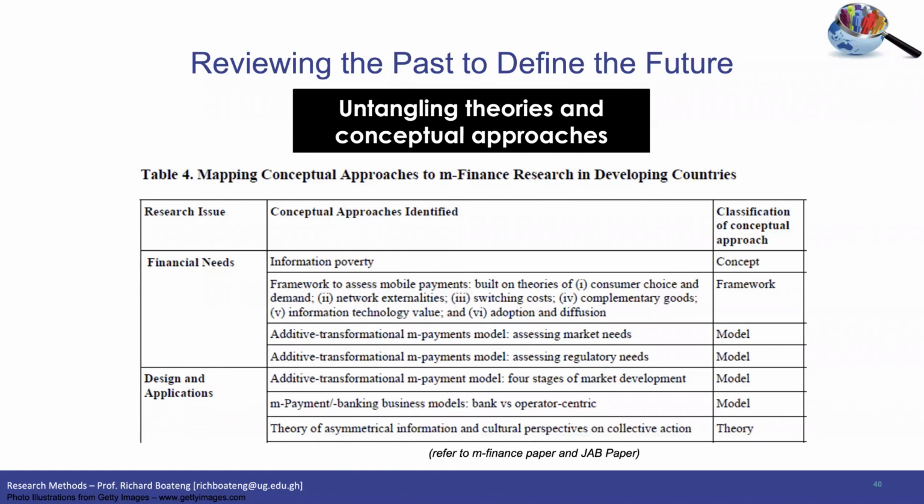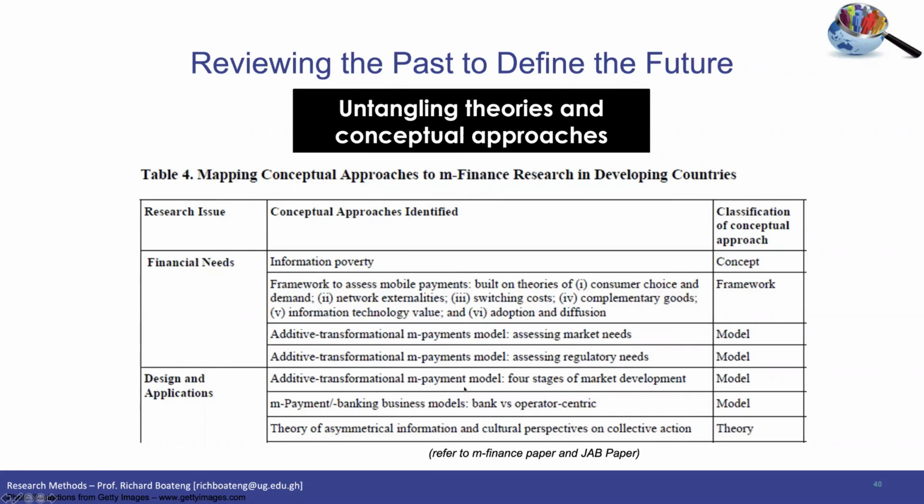So look at this one like this: financial needs. Papers on financial needs use information poverty, a concept. Others also build their own framework, a framework to assess mobile payment. He added consumer choice and demand to network externality, switching costs. He put all of this together to develop his own framework. But somebody used a model, the additive transformative end payments model, to assess market needs. This one is just incremental, you call it the incremental transformation end payments model. That's what I was showing you there, that incremental effect, transformational effects, that's it.